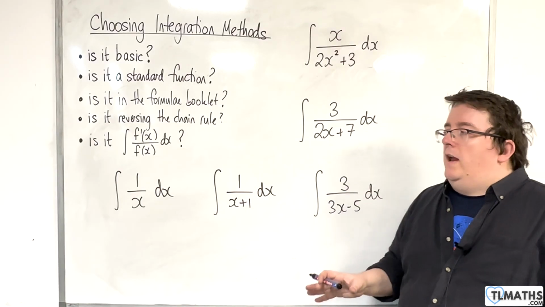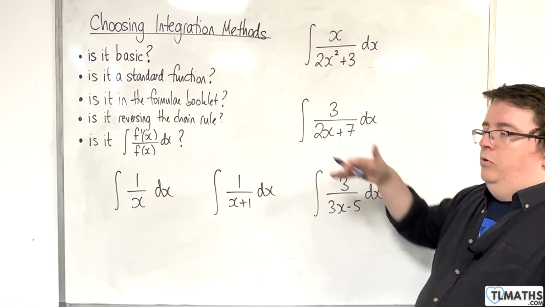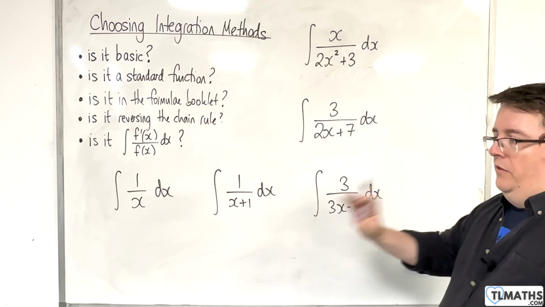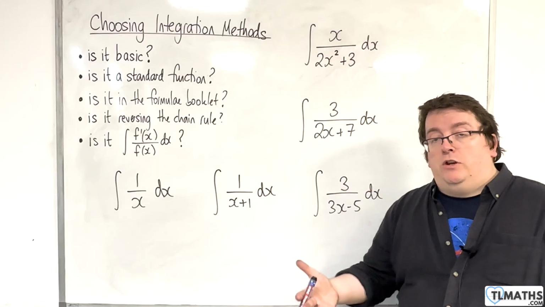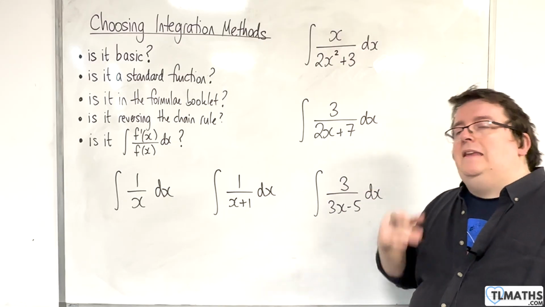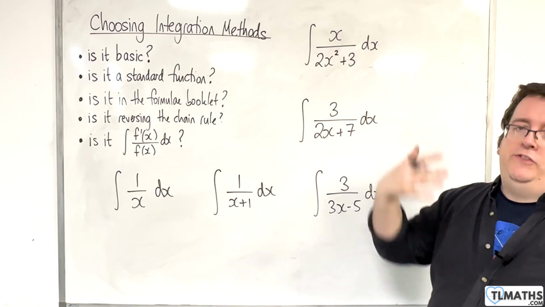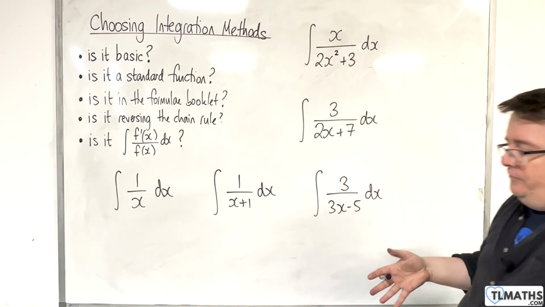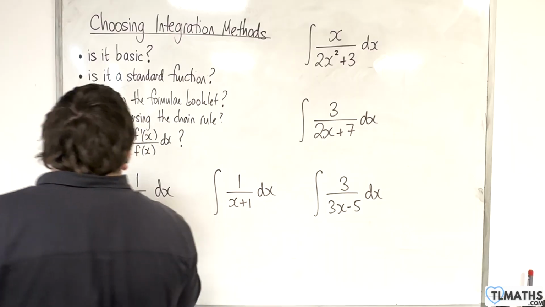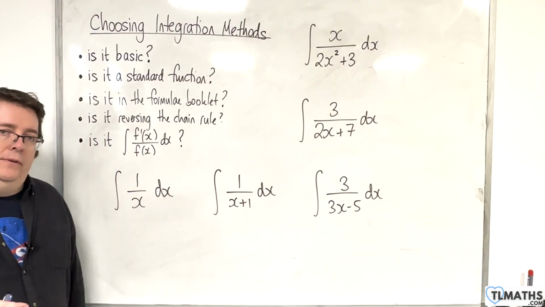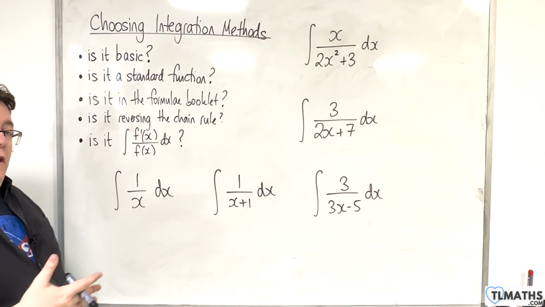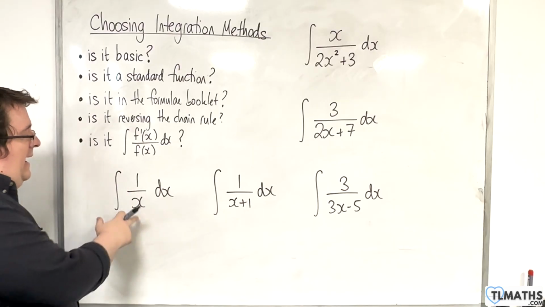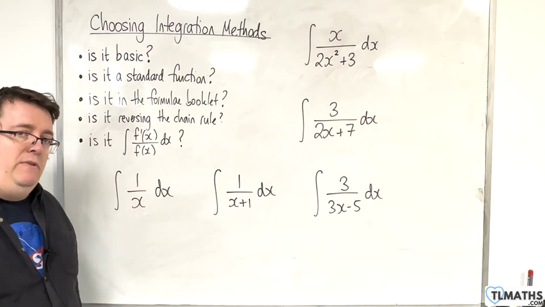Now the next thing to check is, is it f prime over f? Now, I always try and get my students to think about, if it's a fraction, the first thing that you should check is, does the bottom differentiate to the top, or a multiple of the top? Okay, so we've already met this before, 1 over x. It's a fraction though. Does the bottom differentiate to the top? x differentiates to 1, so yes.